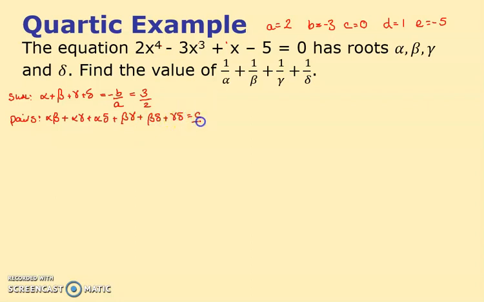What's it equal? Well, it equals C over A. What's C? Look at that. After all that, I needn't have bothered. It's 0 divided by 2. And 0 divided by 2 is 0.